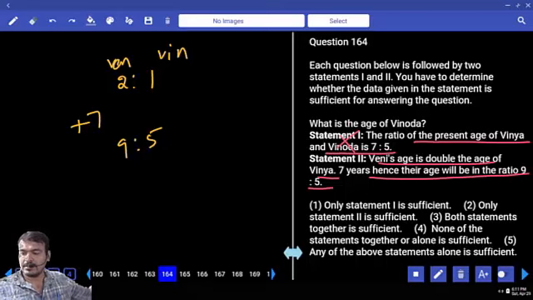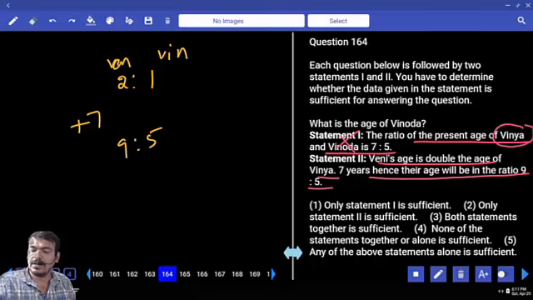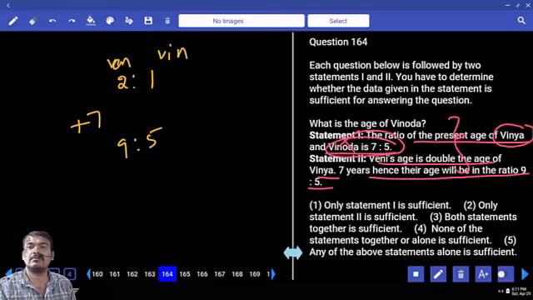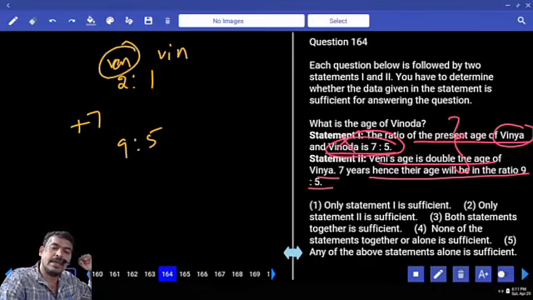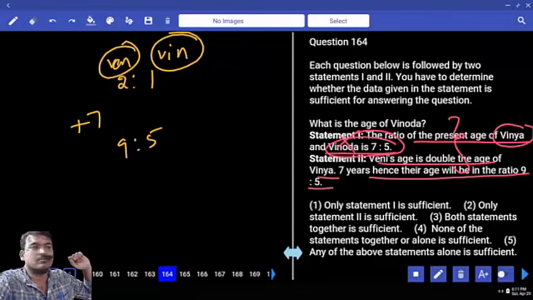Okay. But first statement, which ratio is given? Vinya and Vinoda ratio. Only one alone is not sufficient. Only two alone is not sufficient. By using both the statements, yes or no? Because in the second statement, one is the present ratio and another is the future ratio. Then from the second statement we get the individual values of Vinny and Vinyan.